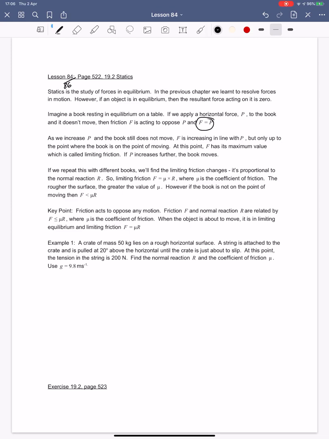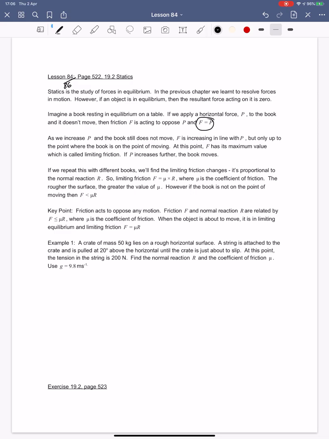So if we repeat this with different books, we'll find the limiting friction changes. It's proportional to the normal reaction R. So the limiting friction F is mu times R, where mu is the coefficient of friction. The rougher the surface, the greater the value of mu. However, if the book is not on the point of moving, then F is less than mu R.